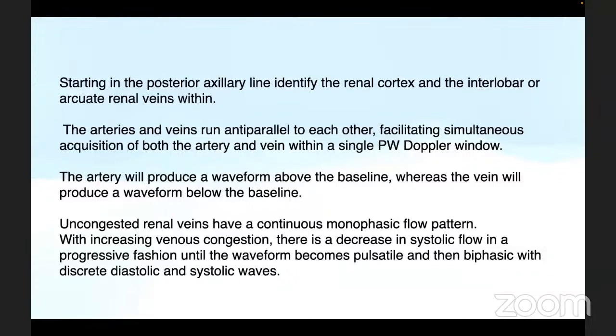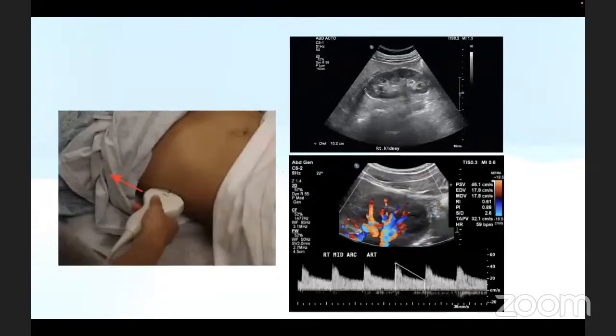The arteries and the veins run anti-parallel to each other, facilitating simultaneous acquisition of both the artery and the vein within the single pulse Doppler window. The artery will produce a waveform above the baseline, whereas the vein will produce a waveform below the baseline. Uncongested renal veins have a continuous monophasic flow. With increasing venous congestion, there is a decrease in the systolic flow in a progressive fashion until the waveform becomes pulsatile and then biphasic with discrete diastolic and systolic waves.